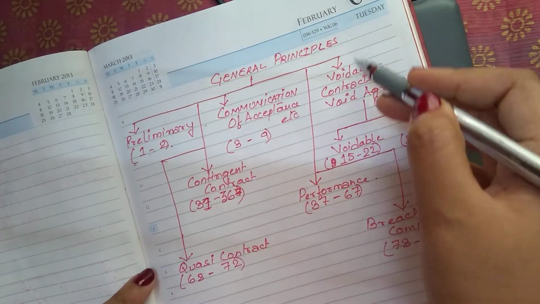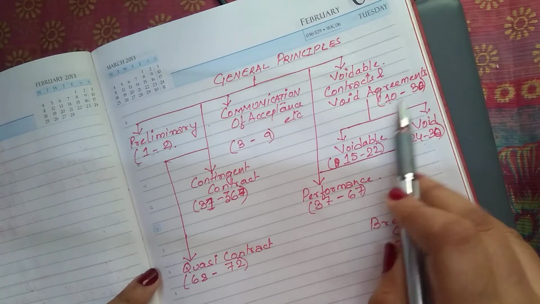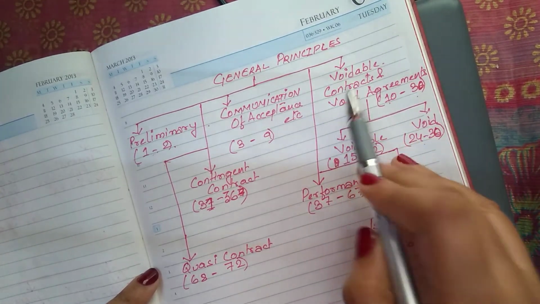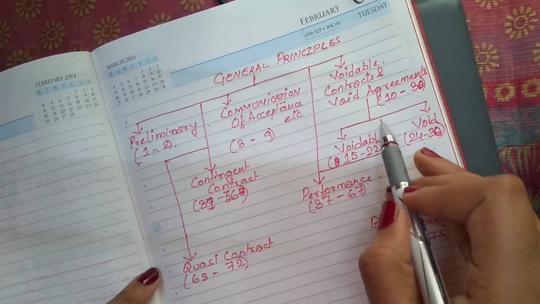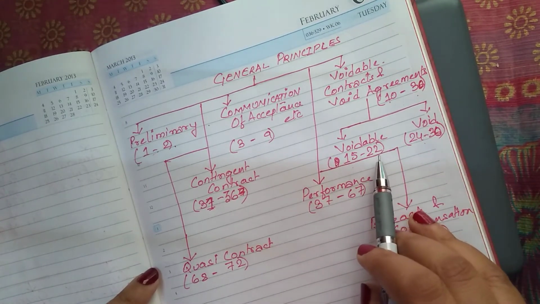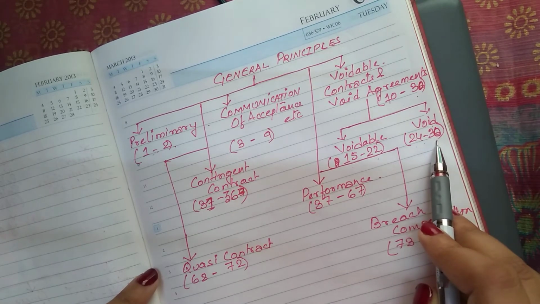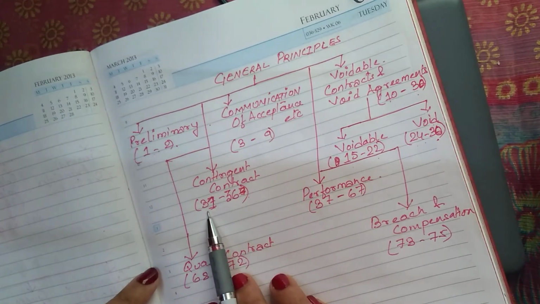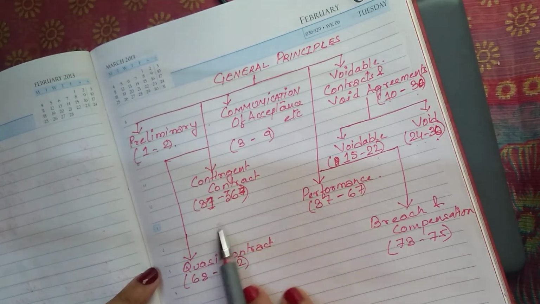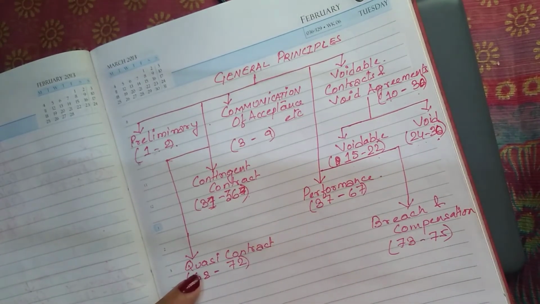And then the voidable contract and void agreements. It consists of section 10 to 36. This portion can be further divided into voidable contracts and void agreements. Voidable contracts are dealt under section 15 to 22. Void agreements are dealt under section 24 to 30. The next portion comes as contingent contract, section 31 to 36. We will discuss all these different categories in detail later on, in my later videos. So don't worry about that.